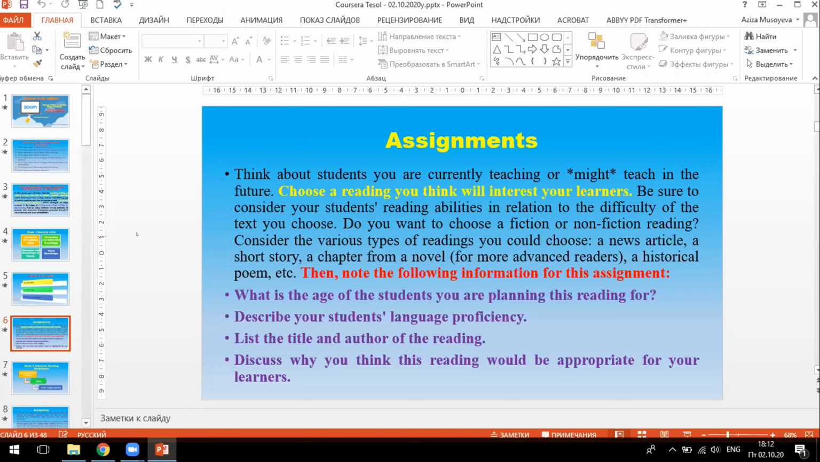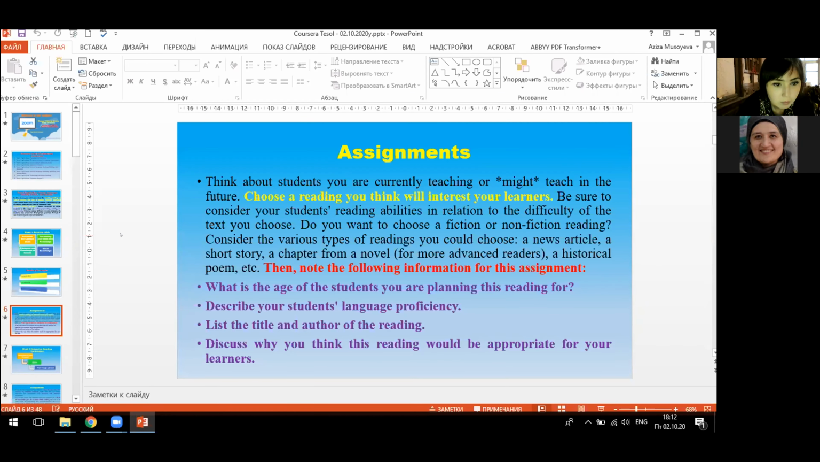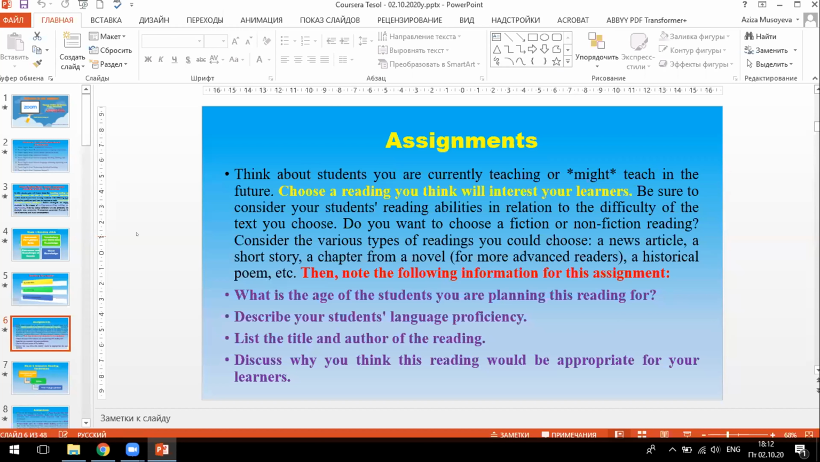It can be a passage, it can be one big novel maybe, or it can be just one small extract from a fairy tale, yes? So you need to pay attention to this first of all. And then when you are writing your assignment, you need to put their age, their proficiency, and the title of the reading, and discuss why you think this reading would be appropriate for your learners.